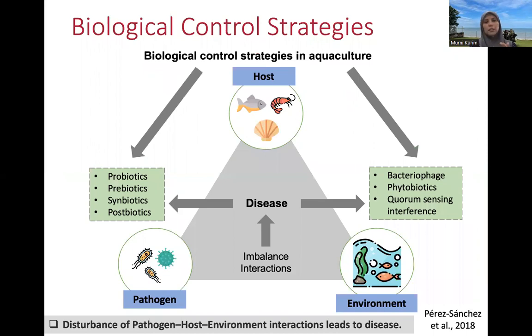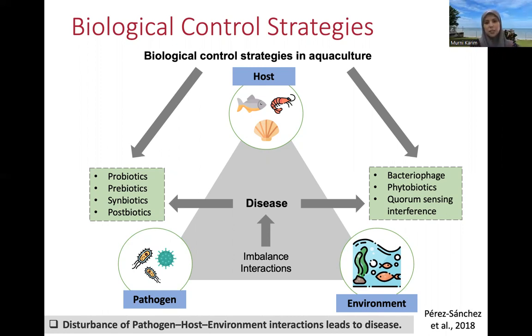For others, there are so many more roles, but I'm just focusing on the main thing. What I focus on is biological control strategies, specifically in aquaculture systems, because my field is aquaculture. There are so many terms for the use of microbes as biological control strategies. We use microbes as probiotics, prebiotics, synbiotics, postbiotics, as bacteriophages, phytobiotics, and quorum sensing interference. Because in order for disease to happen, three things are needed: host, pathogen and environment.